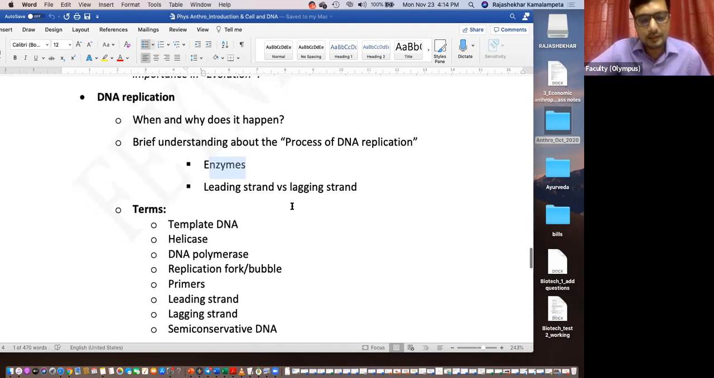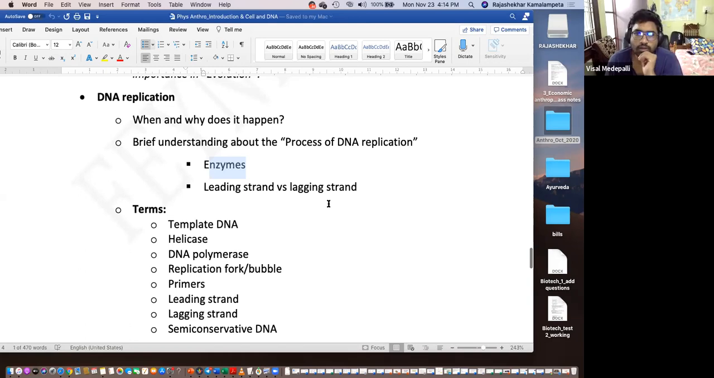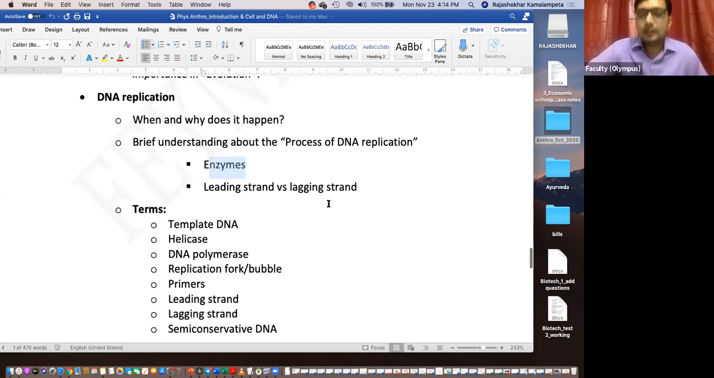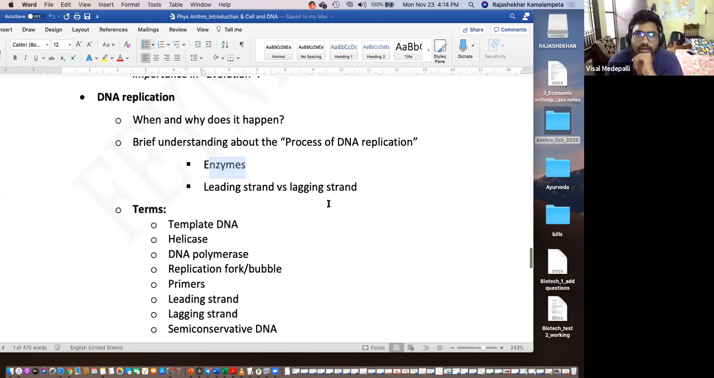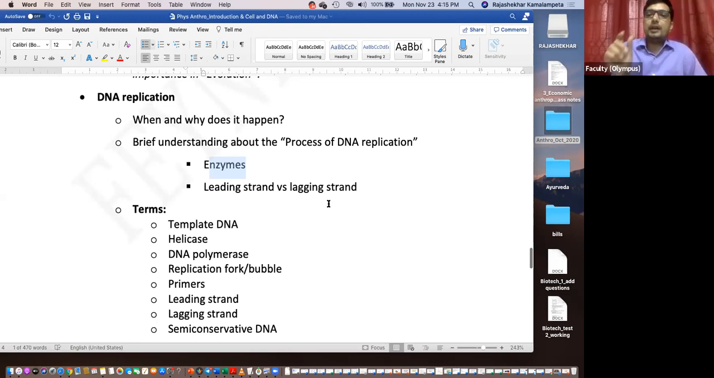Do you recognize leading strand and lagging strand? What is leading strand? One that forms the DNA continuously. What about lagging strand? That creates fragmented strands. One that forms a strand in the form of fragments is made.